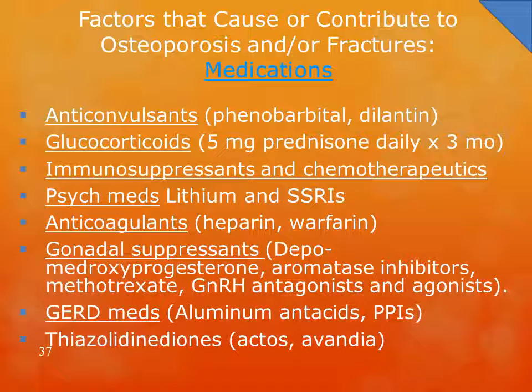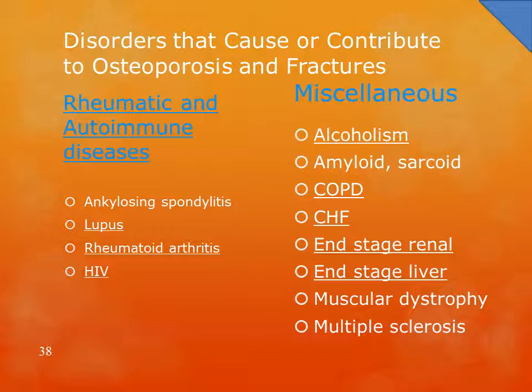These are all putting patients at risk for osteoporosis, and the thiazolidinedione medications for diabetes, and we already said diabetes independently is a risk factor for osteoporosis. Something to keep in mind for these patients. Here are some further disorders like rheumatologic and autoimmune diseases, lupus, RA, HIV, and then just miscellany: alcoholism, COPD, and of course COPD is often treated with steroids, CHF, and any end-stage disease. So when you're talking end-stage renal disease, we call it renal osteodystrophy, what happens to the bone, end-stage liver disease.